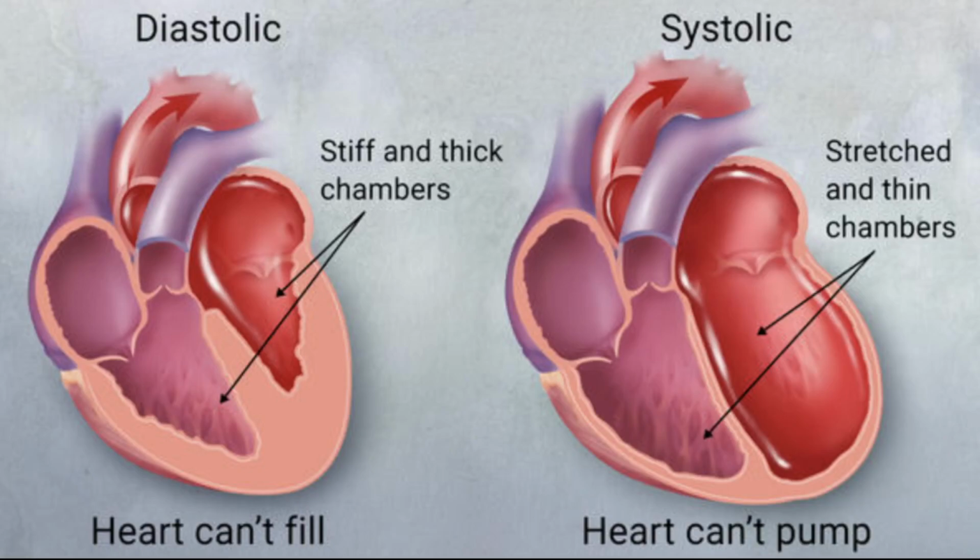Right-sided heart failure most commonly occurs as a consequence of left-sided heart failure. Cor pulmonale refers to isolated right-sided heart failure caused by a pulmonary condition. Treatment approaches for heart failure vary depending on the underlying cause and type.